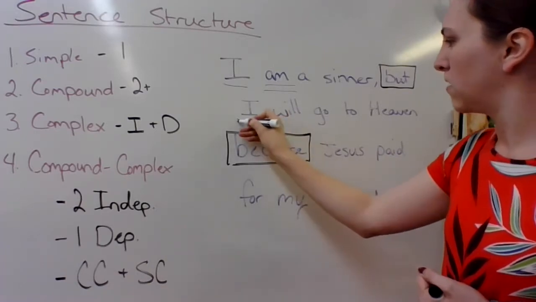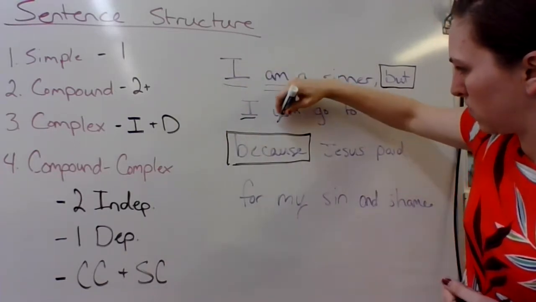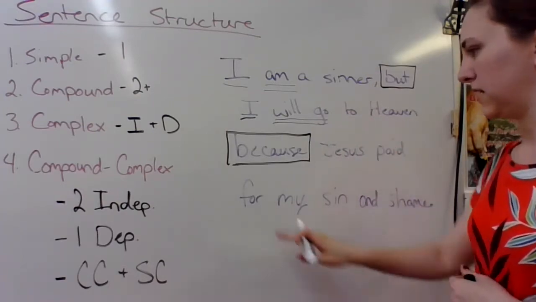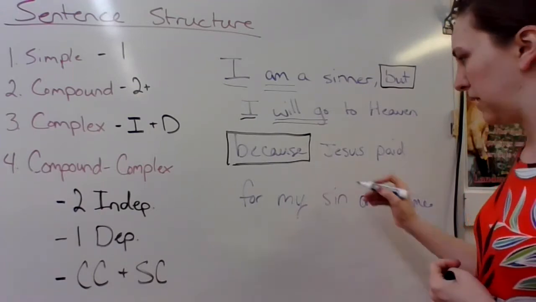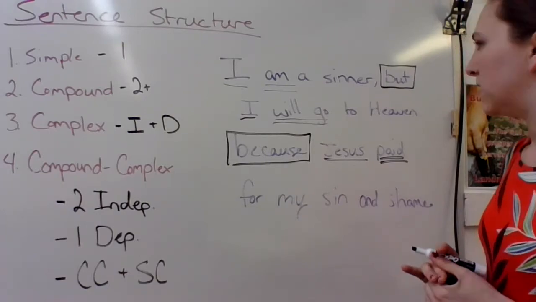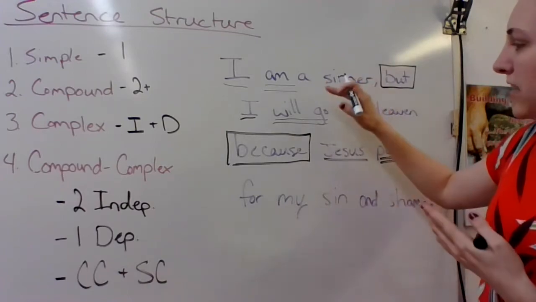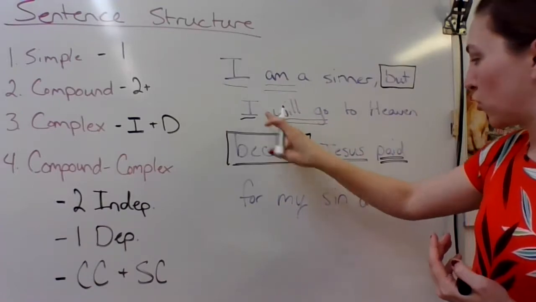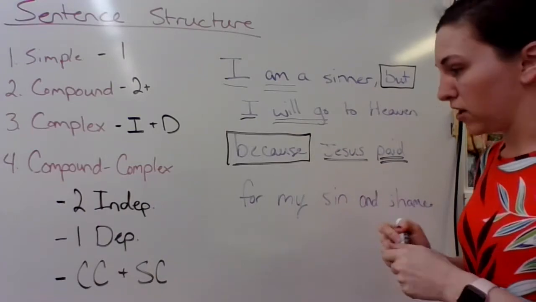I can't see that. There we go. Will go. That's another sentence. Because Jesus paid for my sin and shame. Subject and verb down here. Jesus paid. So that's kind of the idea that you're looking at. In a compound complex sentence, you are going to have at least 3 subjects and verbs. You can have more if you added another clause down here.